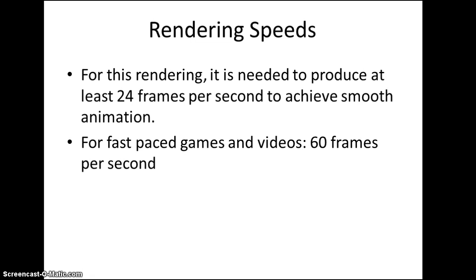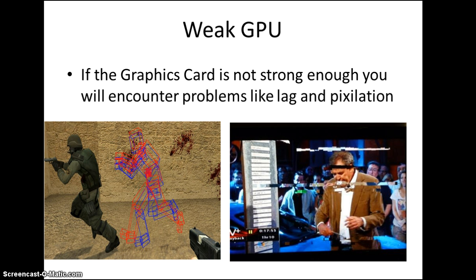For this rendering algorithm to be displayed in real time, it is needed to produce frame rates of at least 24 frames per second to achieve smooth animation. For fast-paced videos or games, the computer goes through this process nearly 60 times a second. So if the graphics card is not strong enough, you will encounter problems like lag and pixelation. It is the GPU's role to bear the responsibility so problems like that don't occur.